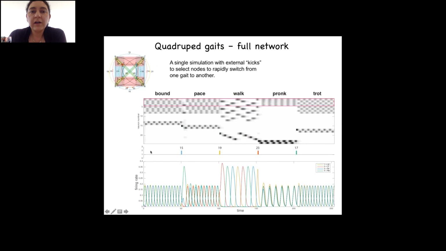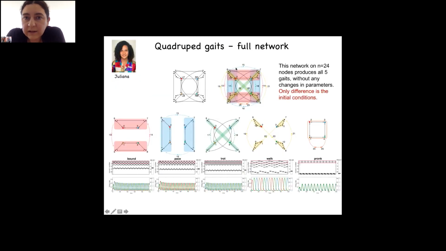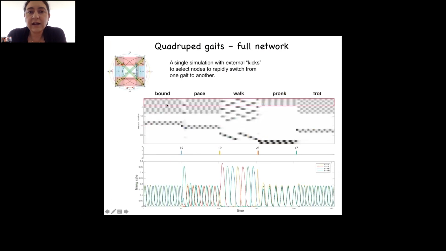And moreover, you can actually rapidly switch from one gate to another simply by kicking one of the neurons that's involved uniquely to one gate. So for example, here's a simulation. This is one simulation. I've started off in the bound gate, and then after some time, I increase the theta input for only neuron 15. Neuron 15 is actually a neuron that's involved in pace only. So you see it up here. So it's unique to that gate. So if I kick that neuron, I transition into the pace gate. And you can see the transition here.